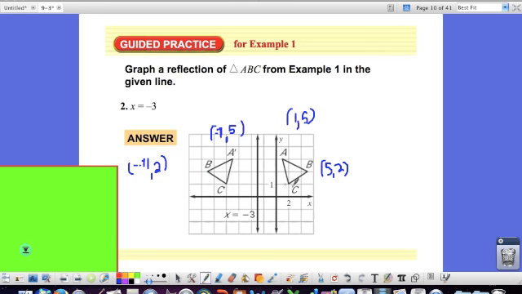We could have counted that, but I want you to see how to do it if you don't have graph paper. And C was originally at 2, 1. So it is still going to be at 1 on the y-axis. But 2 to -3 is 5 units. So 5 units the other way is -8.